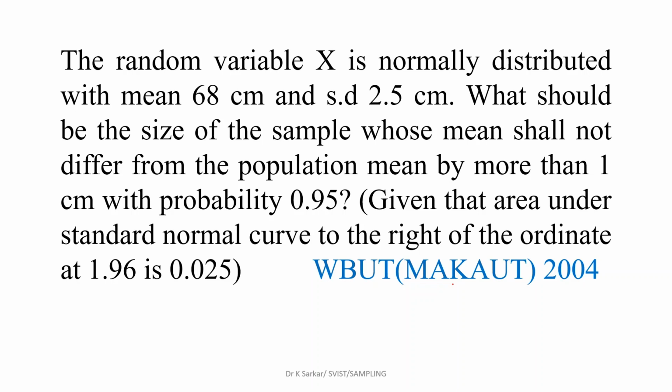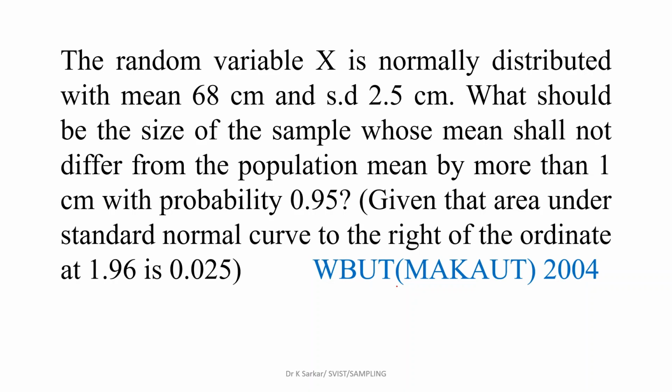Here is a question of sampling distribution given by Dipankar and Aniket. The question is: the random variable x is normally distributed with mean 68 cm and standard deviation 2.5 cm. What should be the size of the sample whose mean shall not differ from the population mean by more than 1 cm with probability 0.95? Given that the area under the standard normal curve to the right of the ordinate at 1.96 is 0.025.